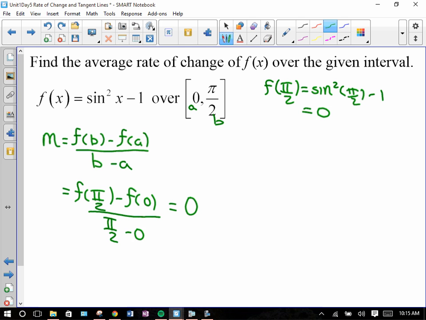I have f of 0 to figure out. f of 0 would be sine squared of 0 minus 1. We know that sine of 0 is 0. 0 squared is 0. Subtract 1, that's equal to negative 1. So we have f of pi over 2, which is 0, minus f of 0, which is negative 1, divided by pi over 2 minus 0, which is pi over 2.